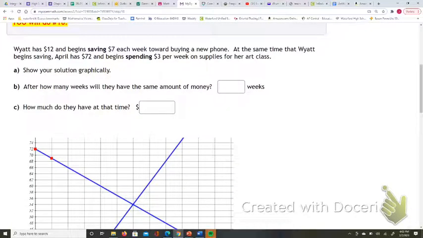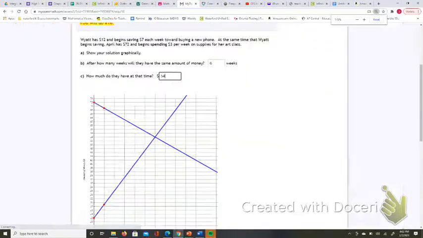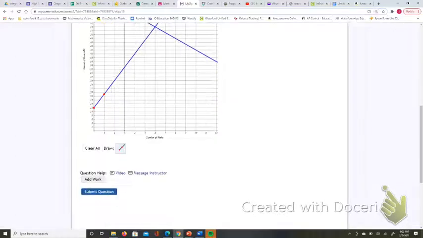Okay, 6 weeks. They're both going to have $54. And we submit.